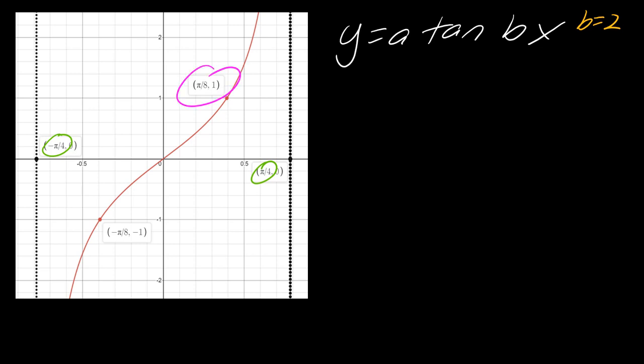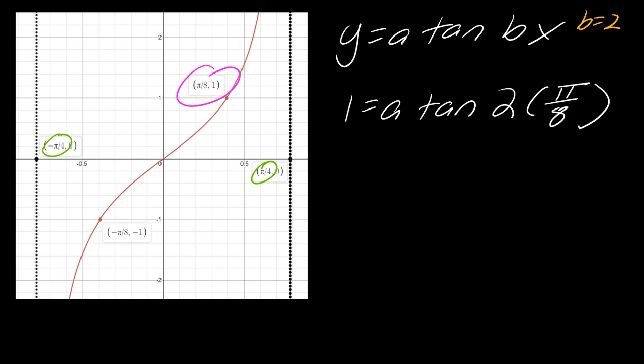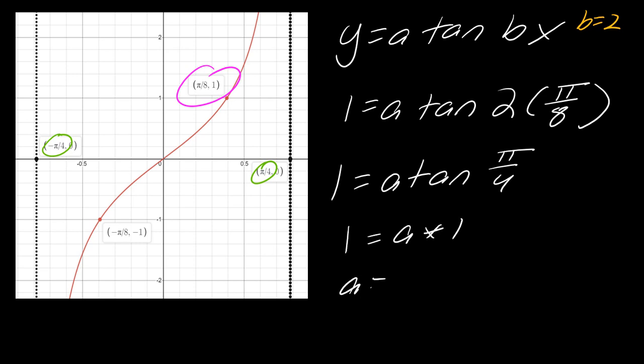So I've got my y in this case is 1, and then we just found that b was equal to 2. And then I can plug in pi over 8 for x. So if I go through and I solve for this, I get a tangent of pi over 4, and so that equals 1, right? So then this becomes a times 1. So a just equals 1. So now I have everything that I need for this. So this becomes y equals tangent of 2x. So that is the graph that we're looking at here.